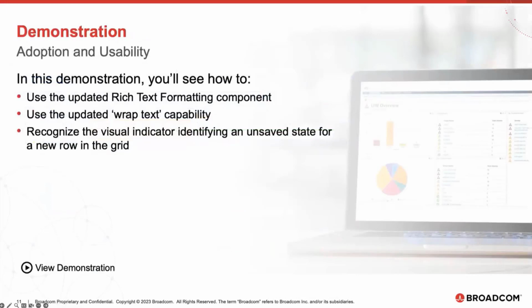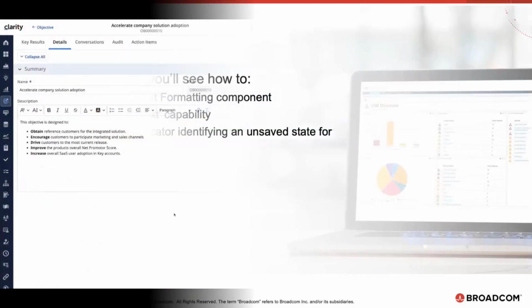All right, so let's move on to the demonstration where you'll see how to use the RTF component. We'll use the updated wrap text capability. And then lastly, we'll jump on to, so you can recognize, that visual indicator identifying an unsaved state for a new row in the grid. So let's move on to that.